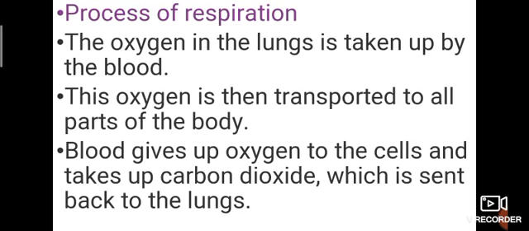So finally, the process of respiration is: the oxygen in the lungs is taken up by the blood. The oxygen is then transported to all parts of the body. Blood gives up oxygen to the cells and takes up carbon dioxide, which is sent back to the lungs.